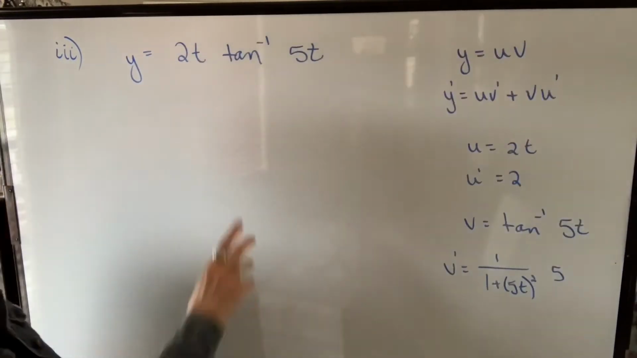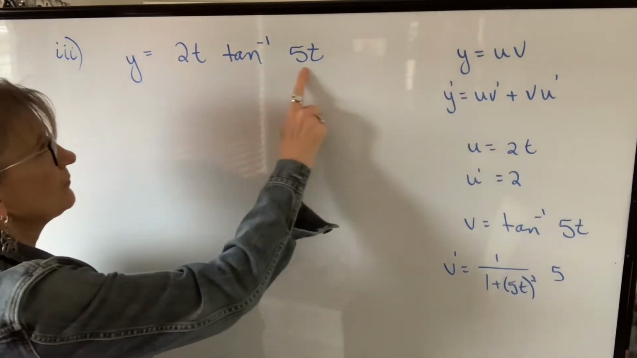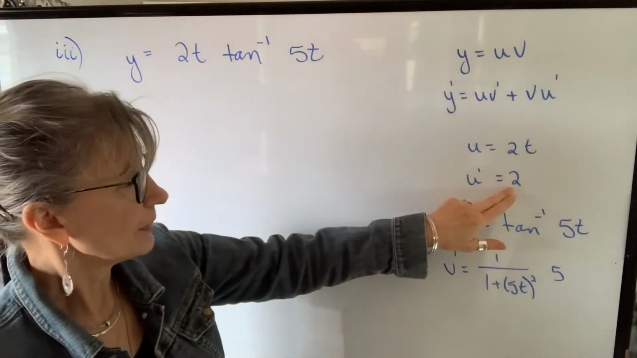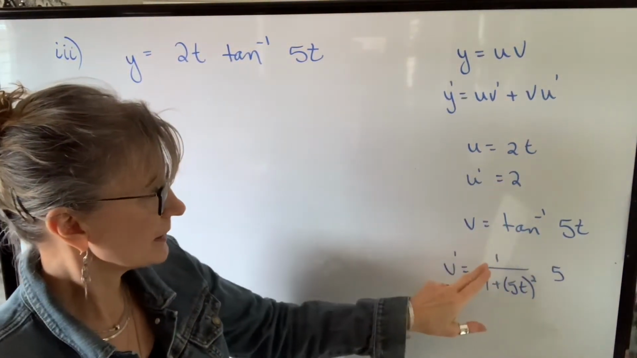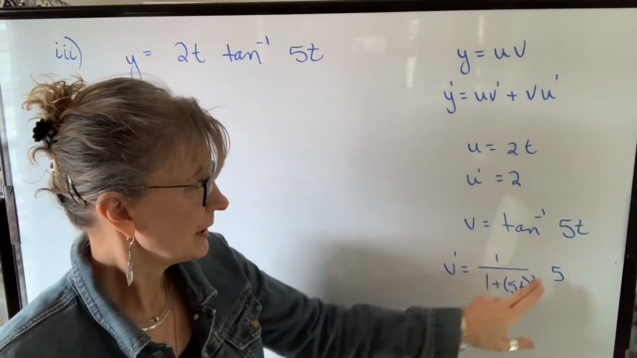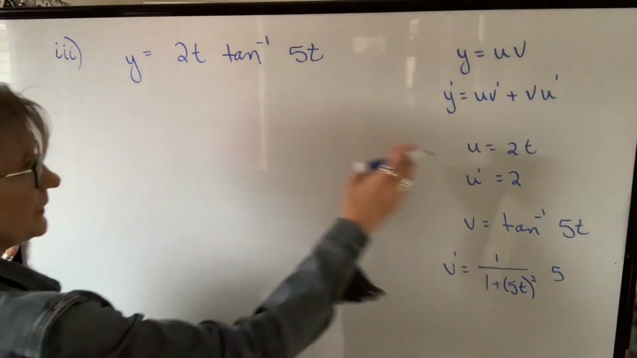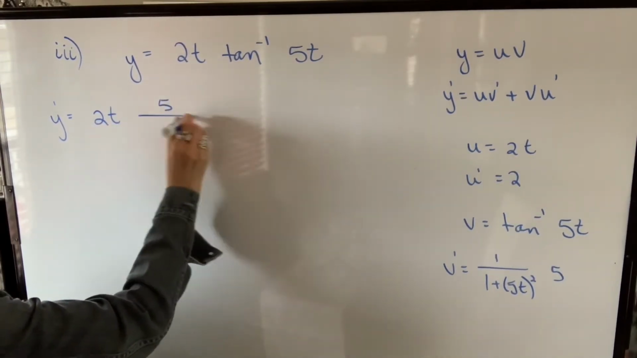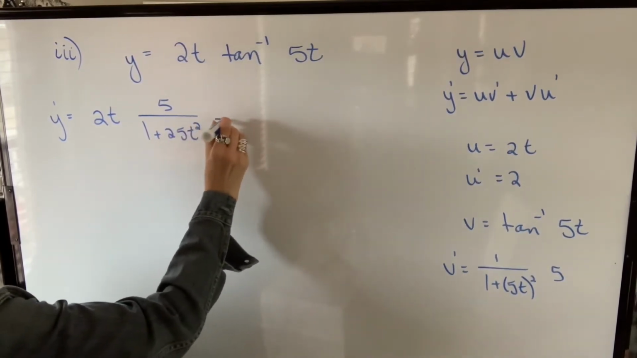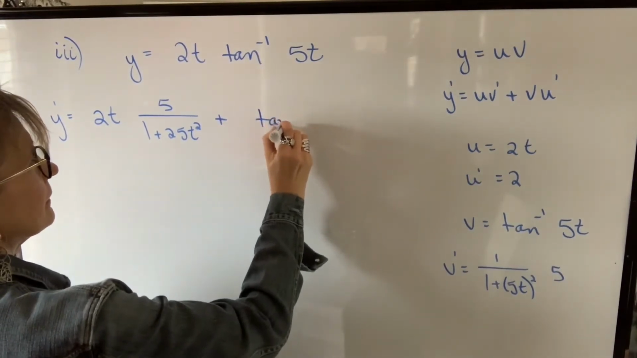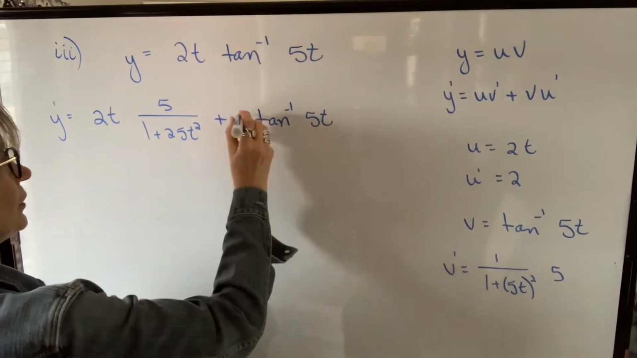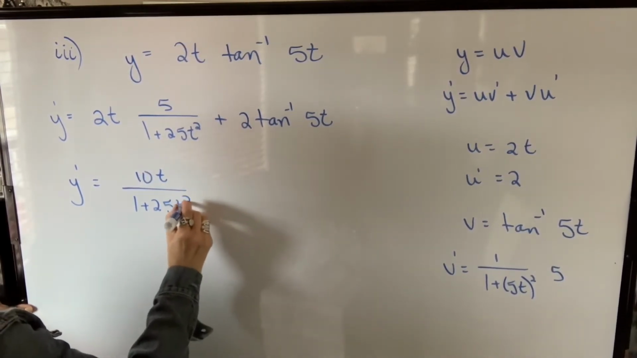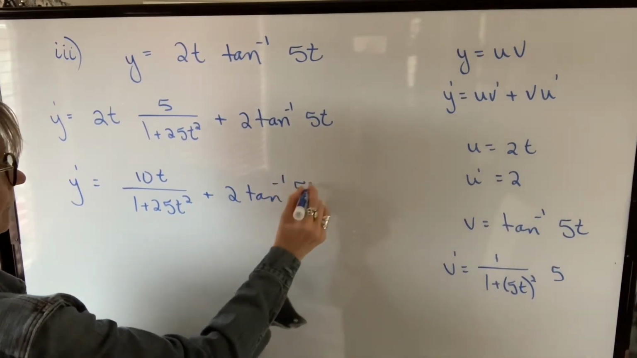Let's try some more. In our next example, we have a product, 2t times inverse tan of 5t. So I've just made note of the product rule, and I've identified the u, found the derivative. This is the v, and the derivative of that is 1 over 1 plus 5t squared times the derivative of 5t. So I'm just going to plug all of these things into our product rule. So the derivative will be u, which is 2t, times v prime, which will be 5 over 1 plus 25t squared, plus v, inverse tan of 5t, times u prime, but I'll put the u prime out front. And we can clean it up just a little bit. 10t over 1 plus 25t squared plus 2 times inverse tan of 5t.